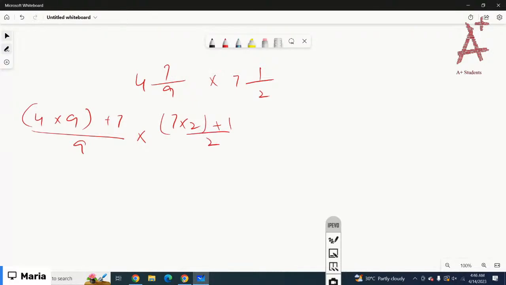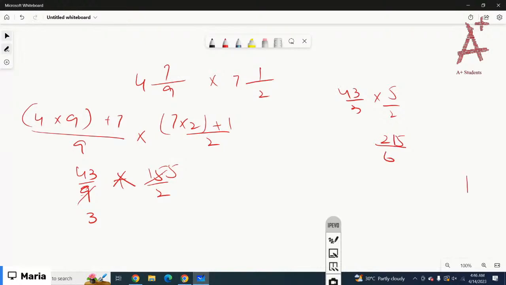9 times 4 is 36 and 36 plus 7 is 43 over 9. Sorry, multiply 7 times 2 is 14 and 1, 15 over 2. You can divide 9 and 15 by 3. Got it? 3 times 3 is 9, 3 times 5 is 15. So it would be 43 over 3 times 5 over 2. 5 times 43 is 215 and 2 times 3 is 6. Just divide 215 by 6 and write the answer in mixed fraction form.